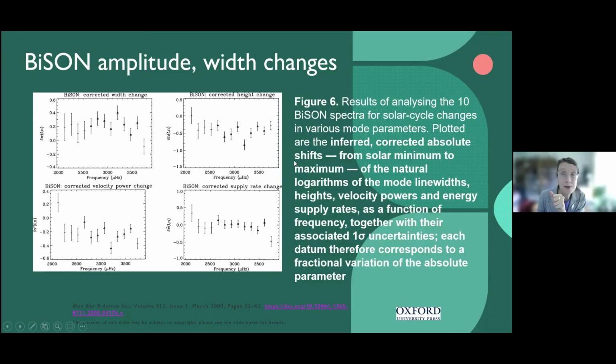And for the mode energy supply rate, those two effects more or less cancel out. So the conclusion was that the effect on the line widths and amplitude is basically an effect of the damping changing due to magnetic activity, and not the excitation of the modes. But there is a caveat to that, which we'll come to presently.